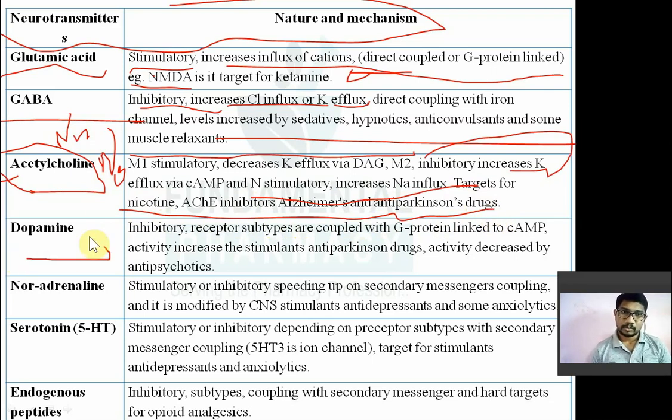So the next one is dopamine. Dopamine is again an inhibitory neurotransmitter. Its subtypes are coupled with G protein coupled receptors. There are different dopamine receptors like D1, D2, D3, D4, D5.